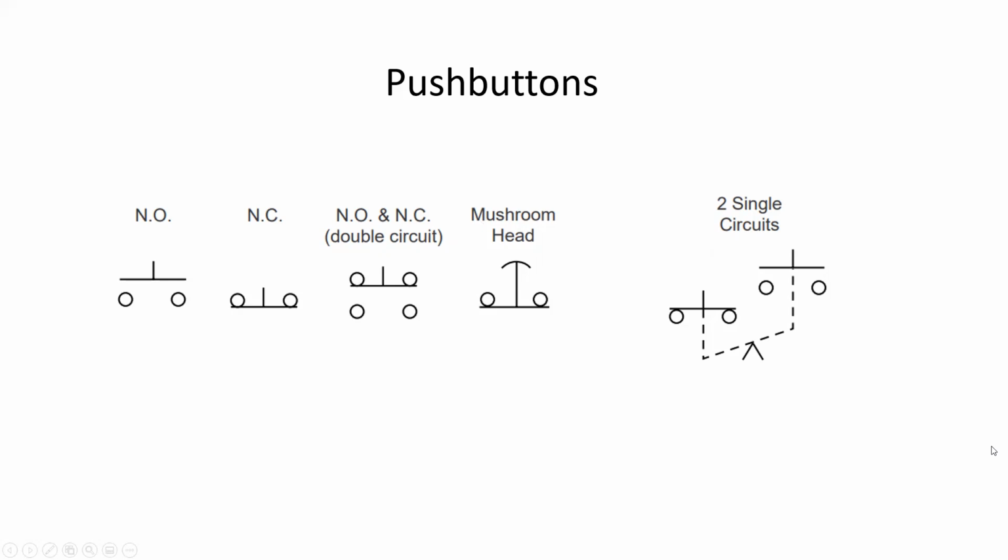Mushroom head, which is just a fancy term for a big old red head, normally closed push button, and 2 single circuit. This is indicating the exact same push button as the double circuit, the difference being that they're showing the top portion and the bottom portion in 2 different places within the circuit. So at times you'll see a dotted line connecting them together, and that to us means that it is the same push button mechanism that is in 2 different places.